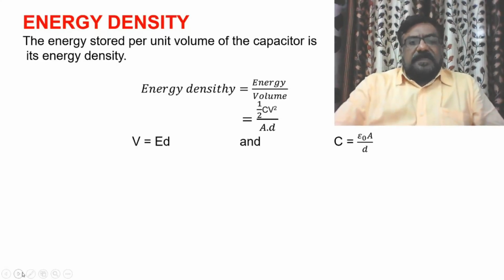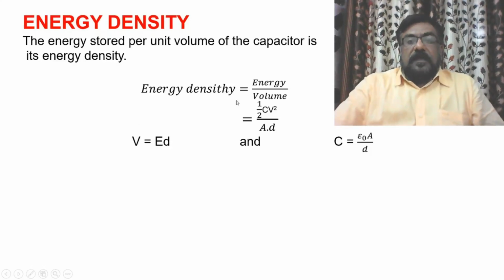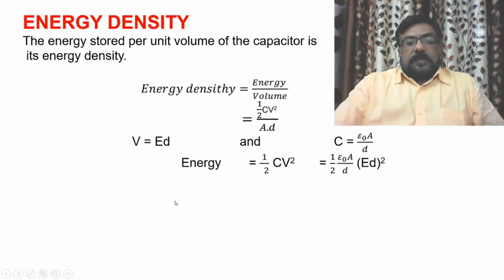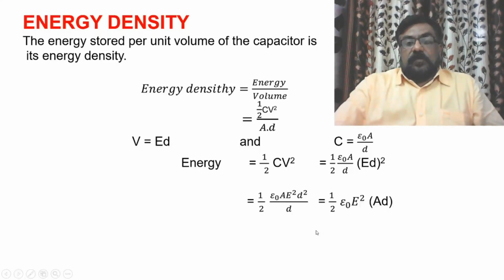So, we can make some modifications. We know that the potential difference V is equal to E into D and C is equal to epsilon 0 A by D. Make these substitutions. Energy will be equal to half CV square. That's equal to half into epsilon 0 into A by D into ED the whole square. On simplification, this equation reduces to half into epsilon 0 into E square into A multiplied by D.